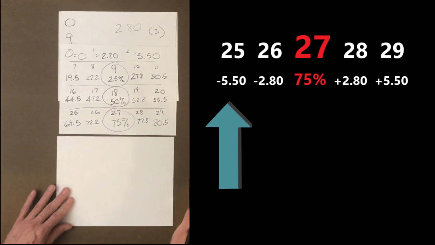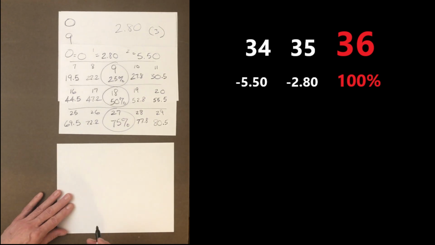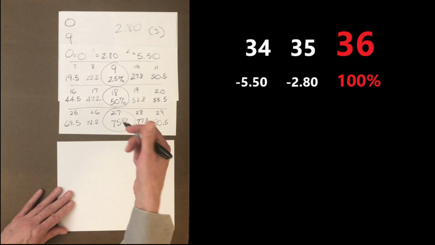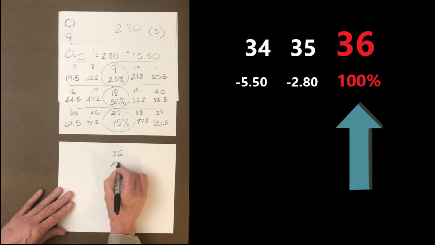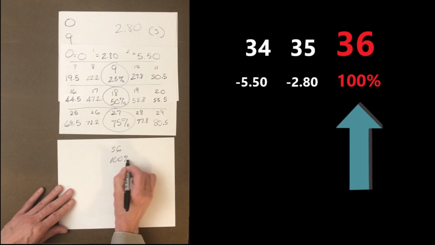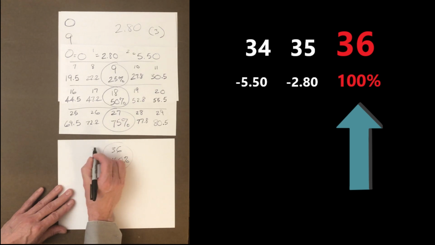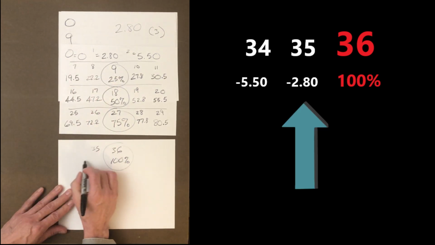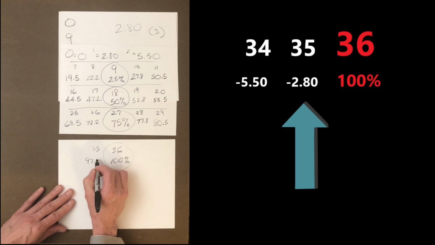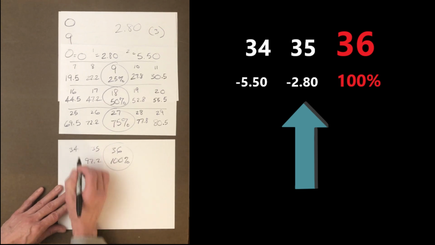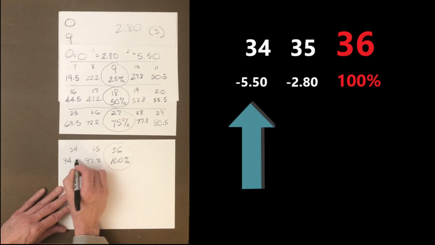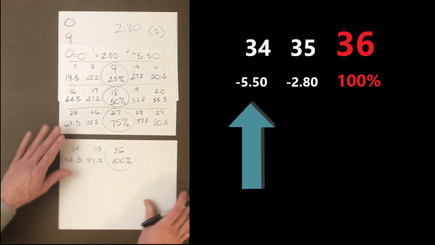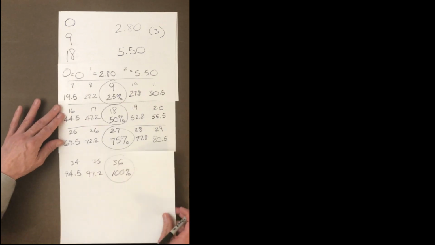36, we really don't use these numbers too much. Maybe not even at all, but we're going through all of them, so we'll do it. We know number 36 is 100%. One less would be 35. We have our 2.8, 97.2, and 34. We have our 5.5, 94.5.